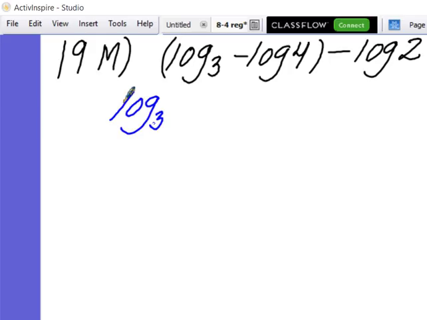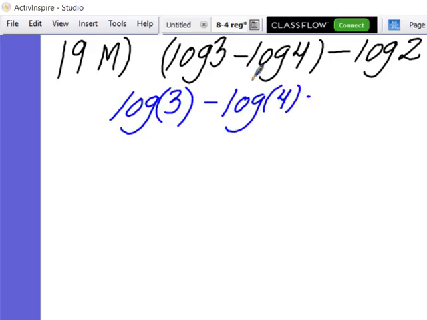So we have log to the base 3 of what is that? I must be missing something. Oh, it's log of 3. No wonder. I was like, what the? Okay, log of 3. There we go. So we're rewriting this. Log of 3. So let's put parentheses. Minus log of 4, because that's technically what we're looking at, minus log of 2.